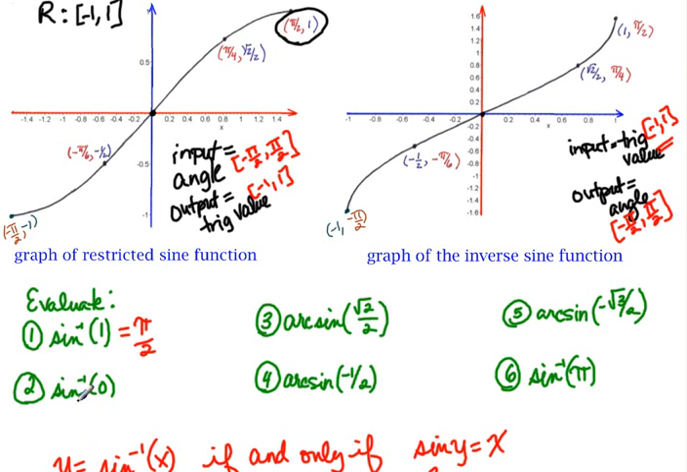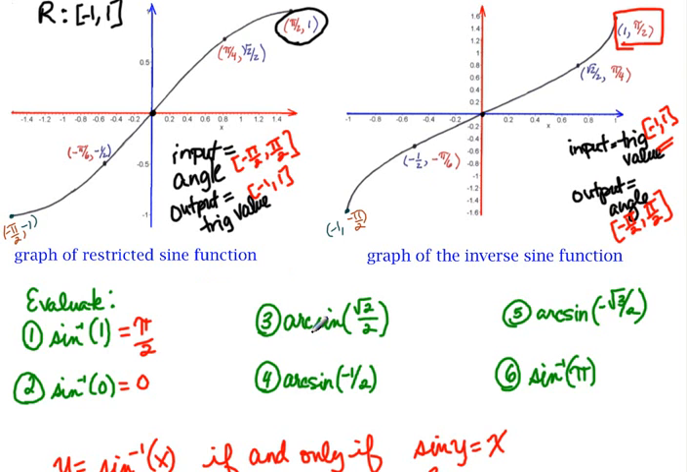What about the inverse sine of 0? So we're thinking here, what angle has a sine of 0? And that is 0. Now let me back up for just a minute. Sine inverse of 1 being pi over 2, well look, we know the point (1, pi over 2) is on our graph, so that confirms our answer there because the input into the inverse sine was 1, the output is pi over 2.